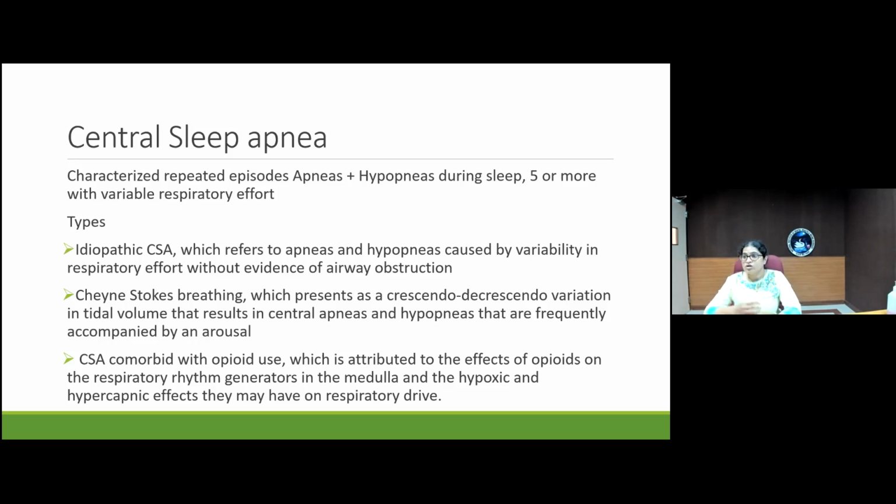Another important type or etiology that is seen for CSA is comorbid opioid addiction. It has been seen that opioids have a negative effect on the respiratory rhythm generators in the medulla. This is because of the repeated episodes of hypoxia and hypercapnia that occur during the person's use of opioids, either overdose or during abuse, which in turn affects the respiratory drive of an individual. So somebody with chronic opioid addiction is at increased risk of central sleep apnea due to damage that occurs from the repeated hypoxias and hypercapnia to the respiratory centers in the medulla.